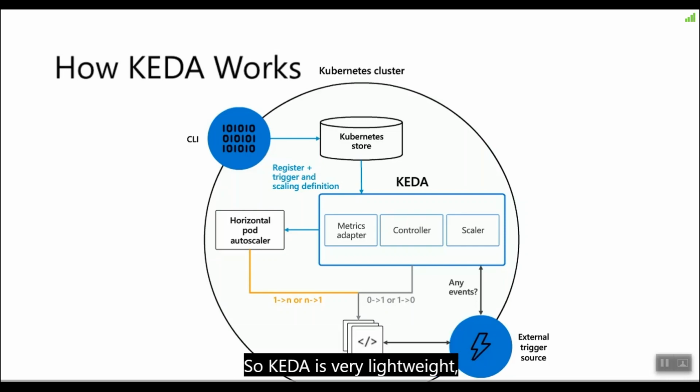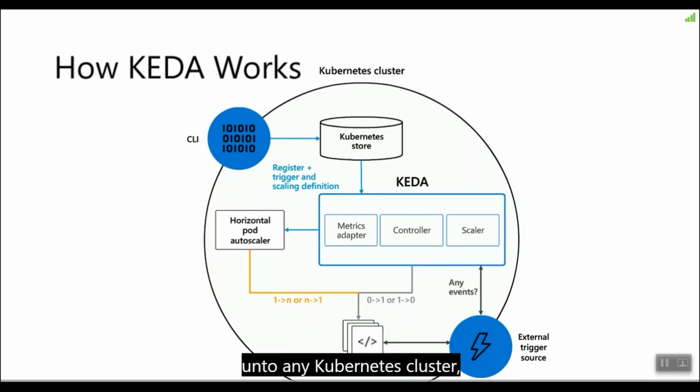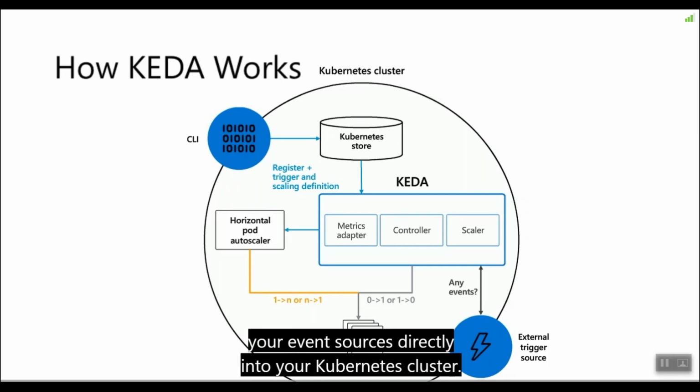So Kata is very lightweight. It has no dependencies. You can install it with just a single command onto any Kubernetes cluster, and it will start bringing the intelligence and knowledge of your event sources directly into your Kubernetes cluster.